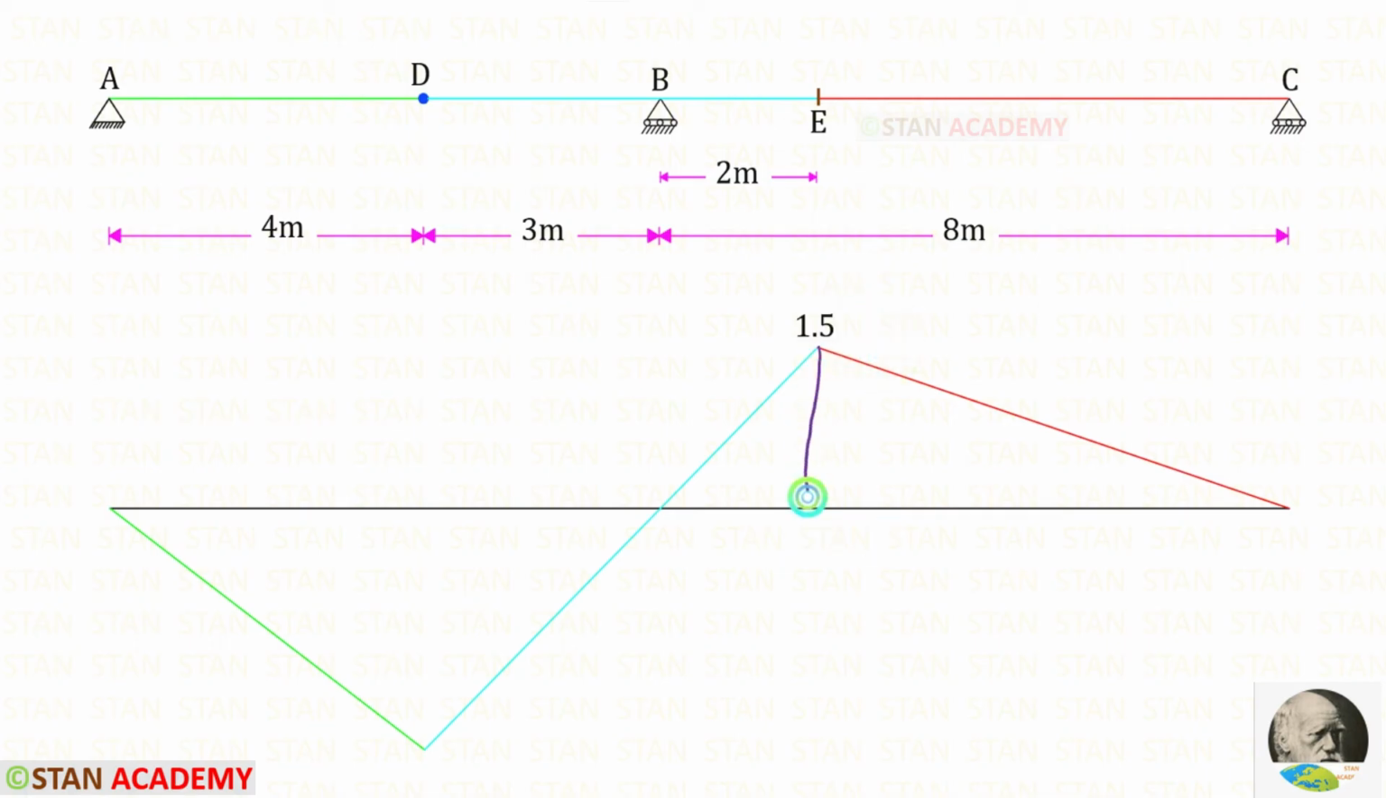We have to find this height. We can use the formula AB upon L. Here A is 2, B is 6. So 2 into 6 upon 8. We will get 1.5. These two angles are same. Using that, we can find this height. This is the ILD for ME.